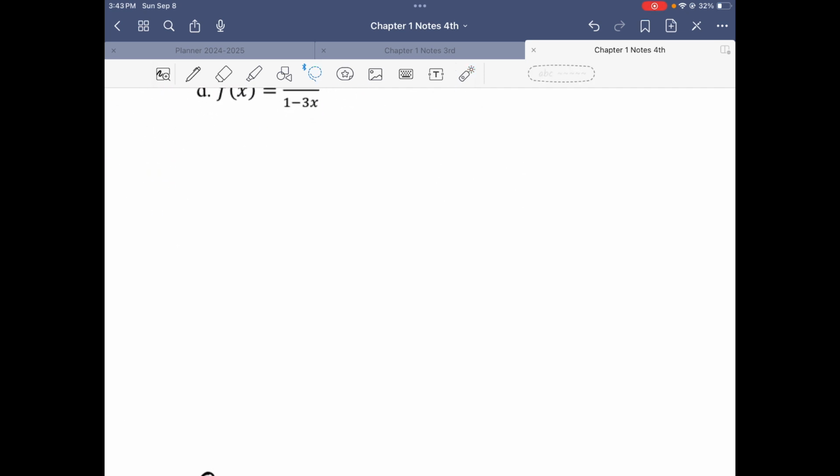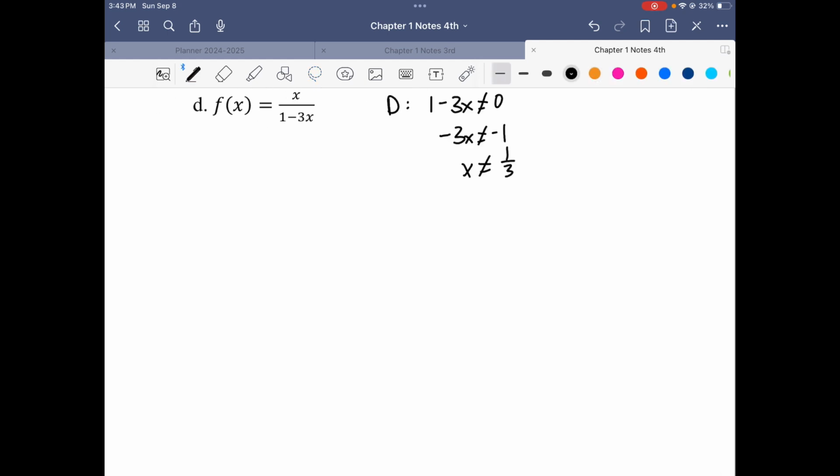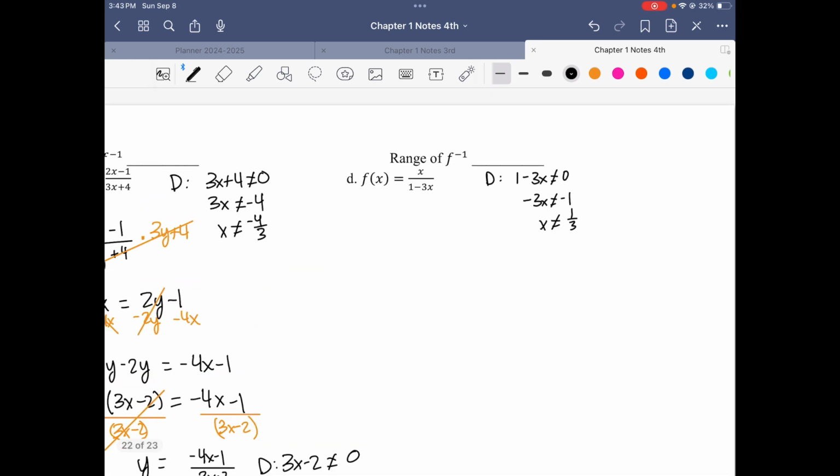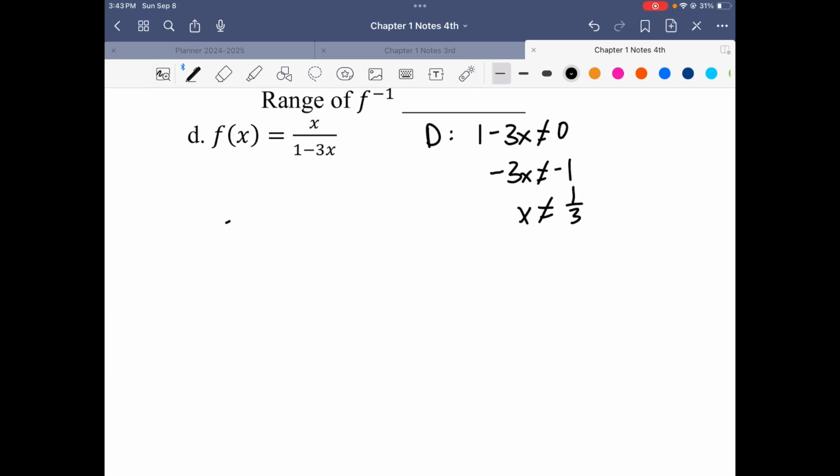Here's another example for you. Again, I usually find domain first. So we get that x cannot be 1/3. I'm going to go ahead and write it in as the range right now, because I already know that. And I'll go ahead and find my inverse. We do that by replacing every x with a y, and then trying to solve for y. We actually solved this in the exact same manner as the last one.